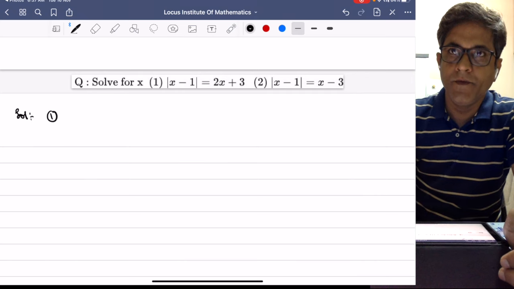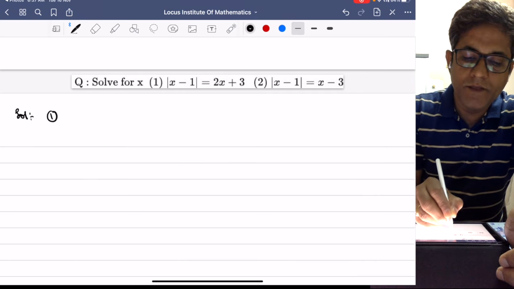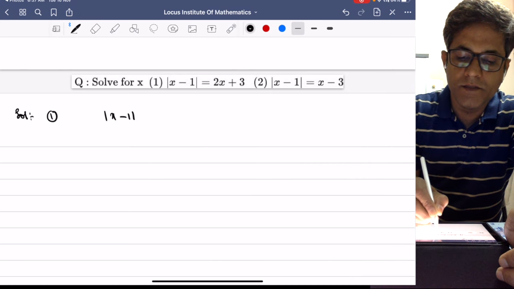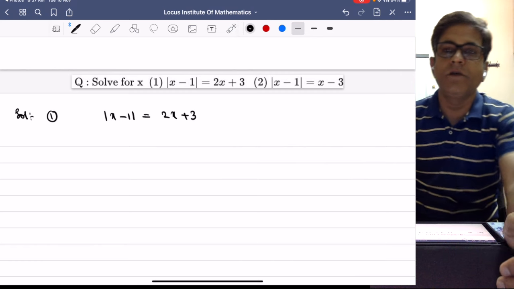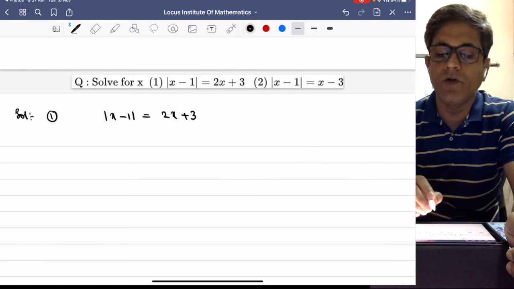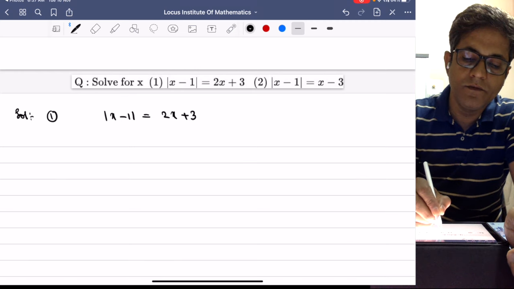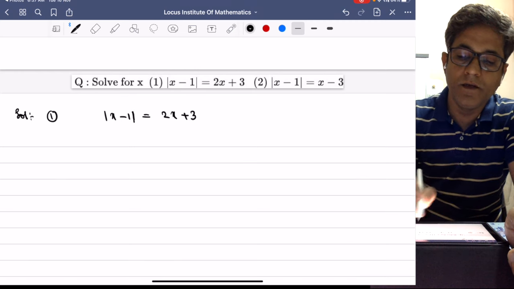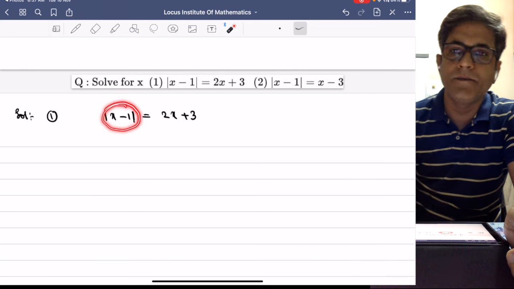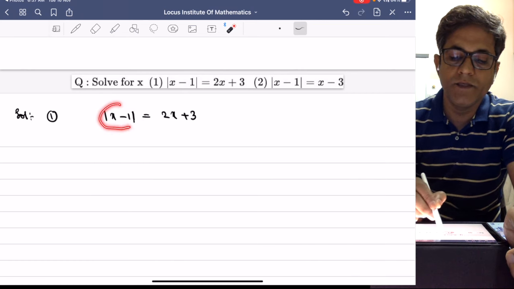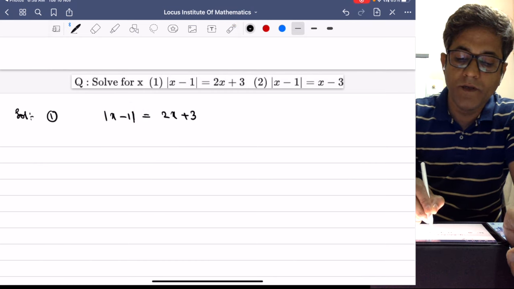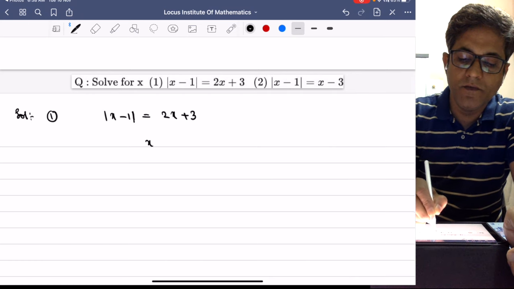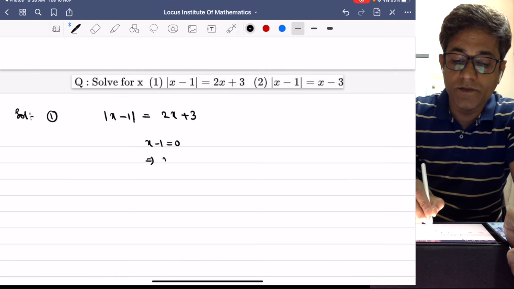Solution for the first question: mod x minus 1 is equal to 2x plus 3. So whenever the question involves absolute value function, that is modulus function, first find the root of the expression which involves modulus. So the root of mod x minus 1: equate x minus 1 to 0, that implies x is equal to 1.